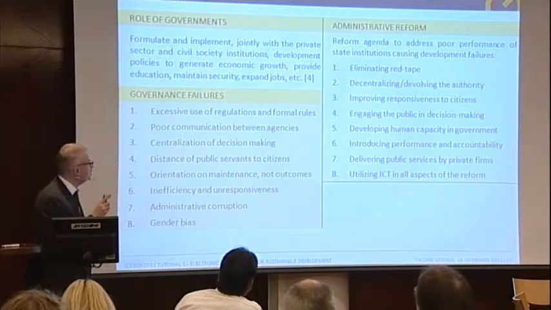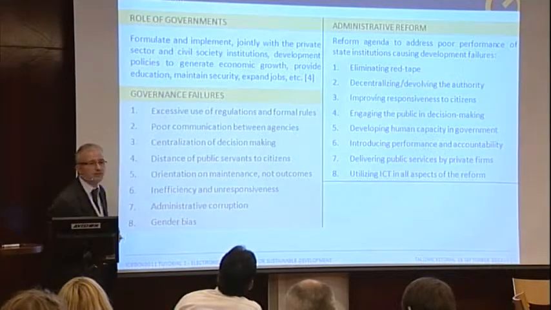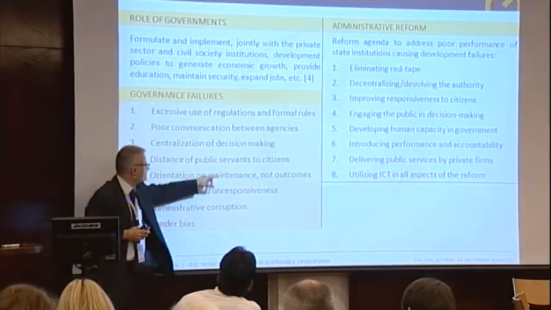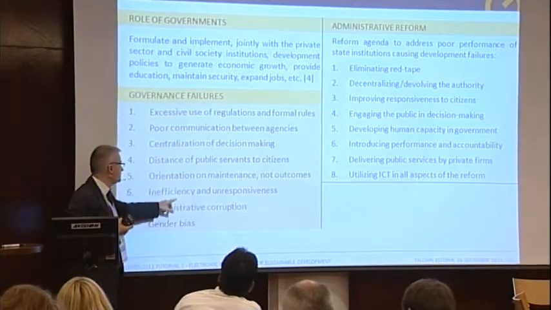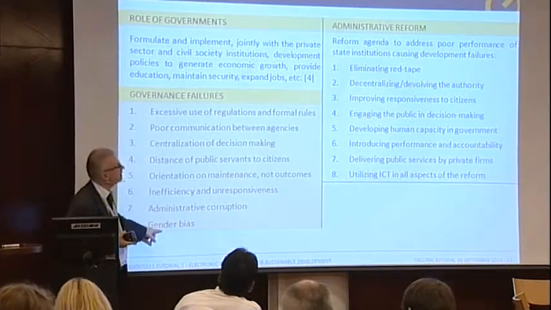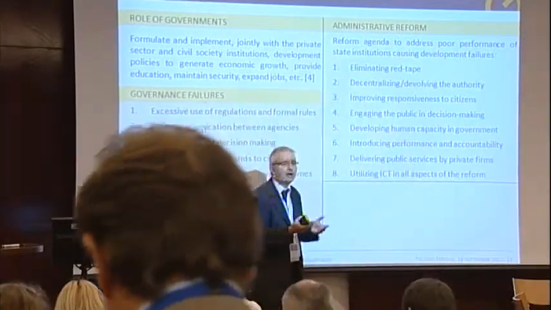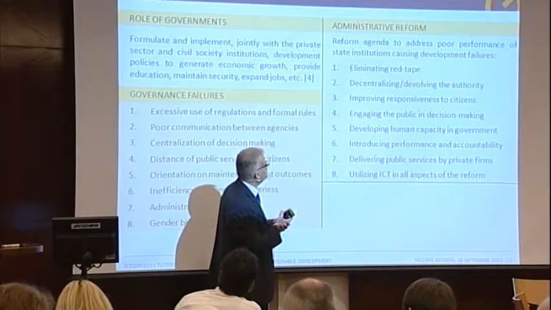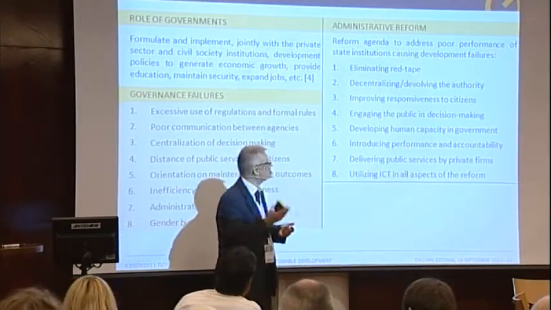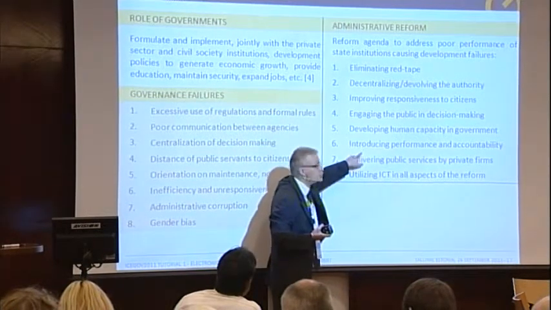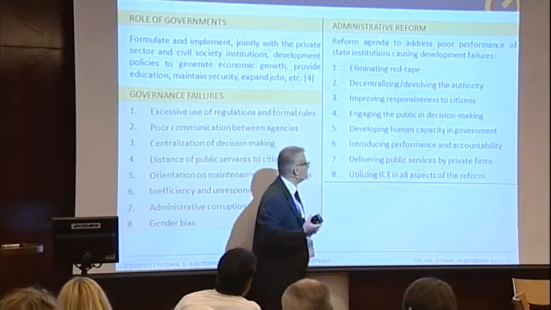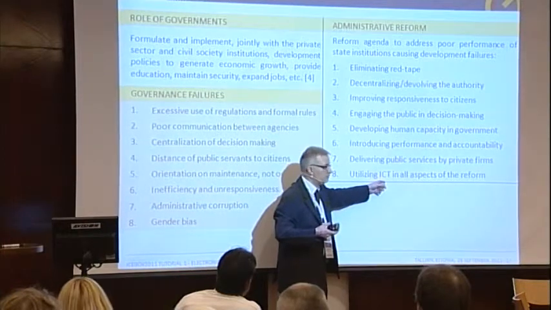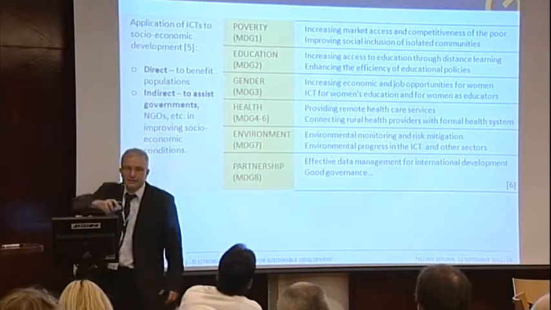The failures of governance are typically attributed to excessive use of regulations and formal rules, poor communication between agencies, centralization of decision-making, a large distance between public servants and citizens, orientation on maintenance rather than outcomes, inefficiency, unresponsiveness, administrative corruption, and gender bias. In response to these failures, many governments have implemented public sector reform to eliminate red tape, decentralize and devolve authority, improve responsiveness to citizens, engage the public in decision-making and policy-making, develop human capacity in government, introduce clear performance measures and accountability frameworks, deliver public services by non-public entities, and utilize ICT in all aspects of the reform.